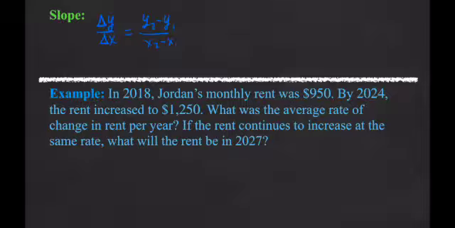Remember, whenever we're dealing with this, we want to know which one is independent and which one is dependent. So independent is the years. The years do not depend on anything, so the years are going to be our x values. So 2018 and 2024, let's call this one x1 and this one x2 for the years. Remember, we're just finding the slope. If we're finding average rate of change, we're finding the slope.